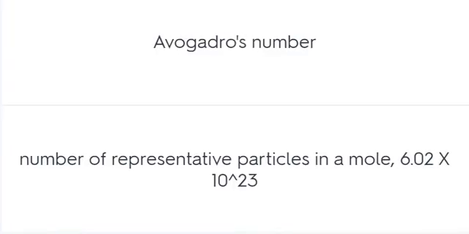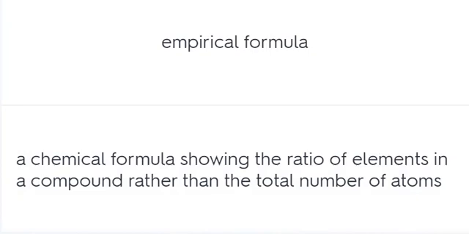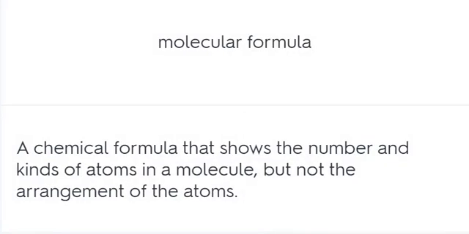Avogadro's number: the number of representative particles in a mole, 6.02 x 10 to the 23. Empirical formula: a chemical formula showing the ratio of elements in a compound rather than the total number of atoms. Molecular formula: a chemical formula that shows the number and kinds of atoms in a molecule, but not the arrangement of the atoms.